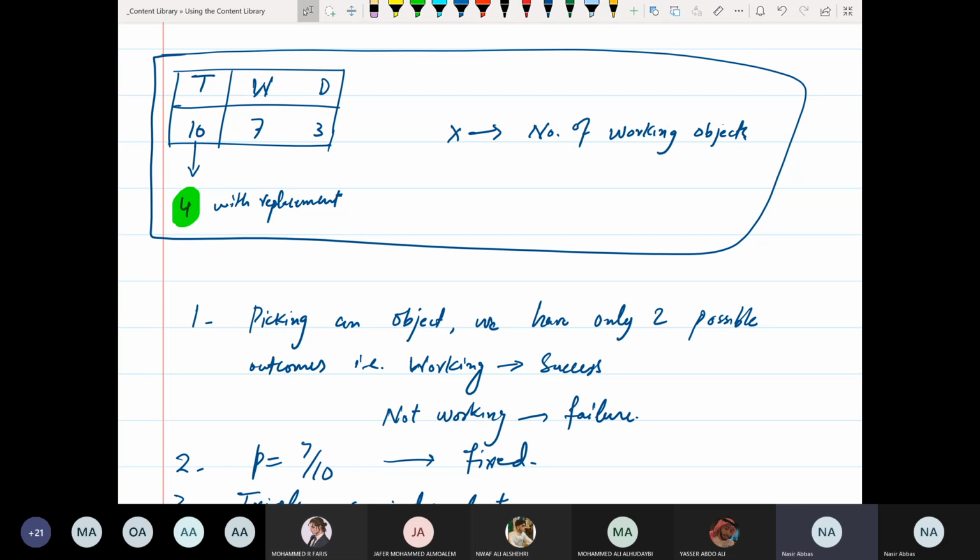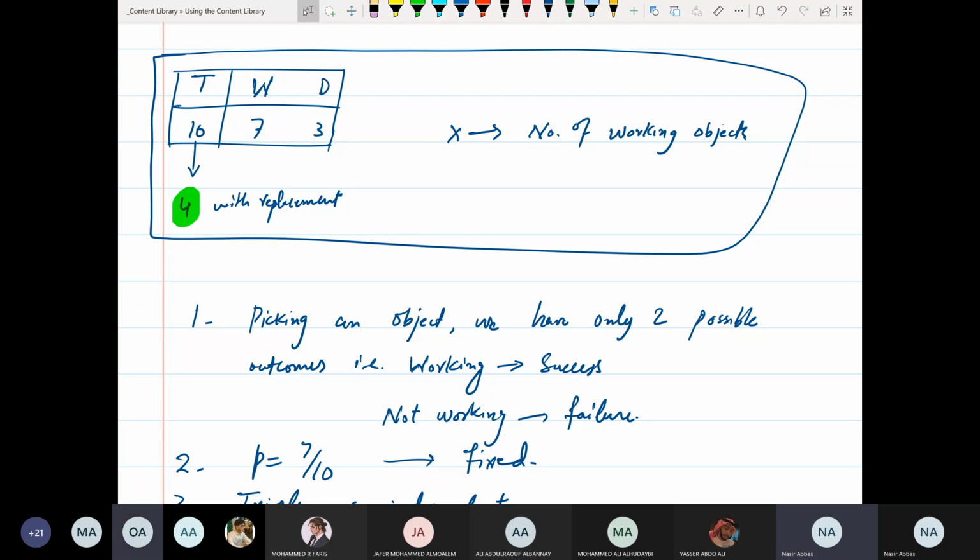Ali Abdul Rauf: Yes, Doctor. So binomial is always with replacement? Binomial is always with replacement, but with replacement is not always binomial. Thank you. I think I confused you further.